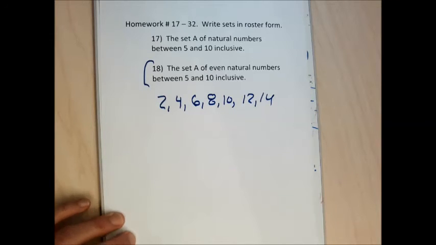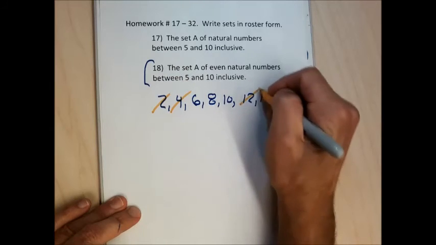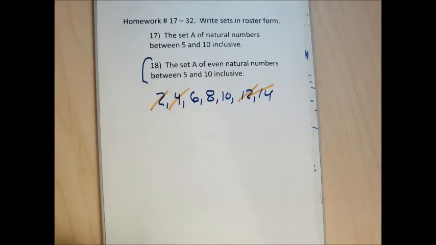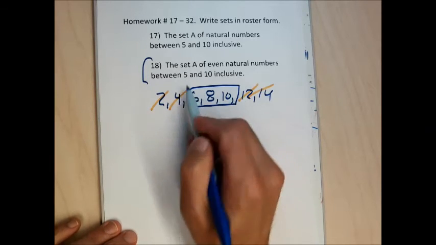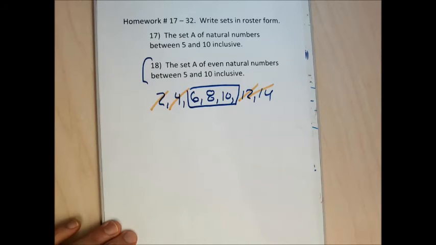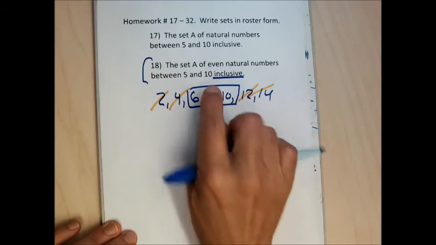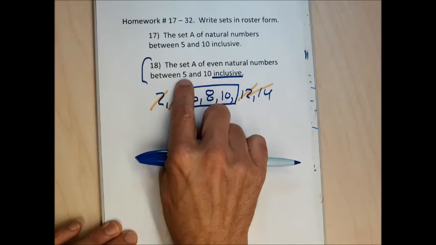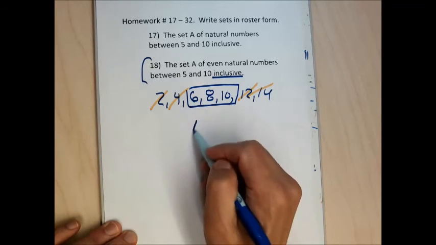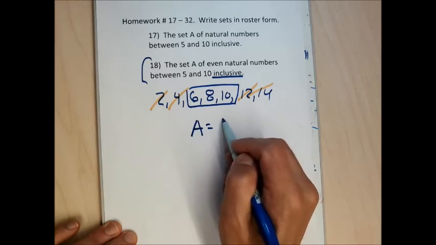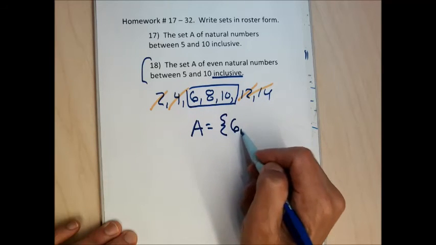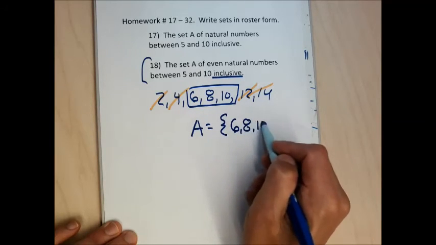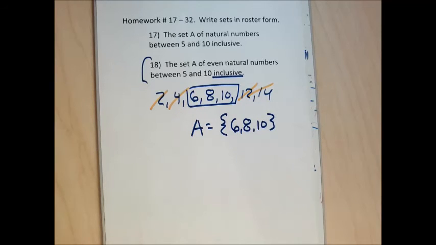I'm only looking at the even numbers between 5 and 10, so I'm not worried about any of these, because those numbers 2, 4, 12, and 14 aren't between 5 and 10. These are the only numbers that I'm considering for set A, and because I see the word inclusive, the end number 10 needs to be included. 5's not going to be included in my set because it's not even. My set A, written in roster form, which is my favorite, that's why I saved it for last, has the numbers 6, 8, and 10 as its elements.